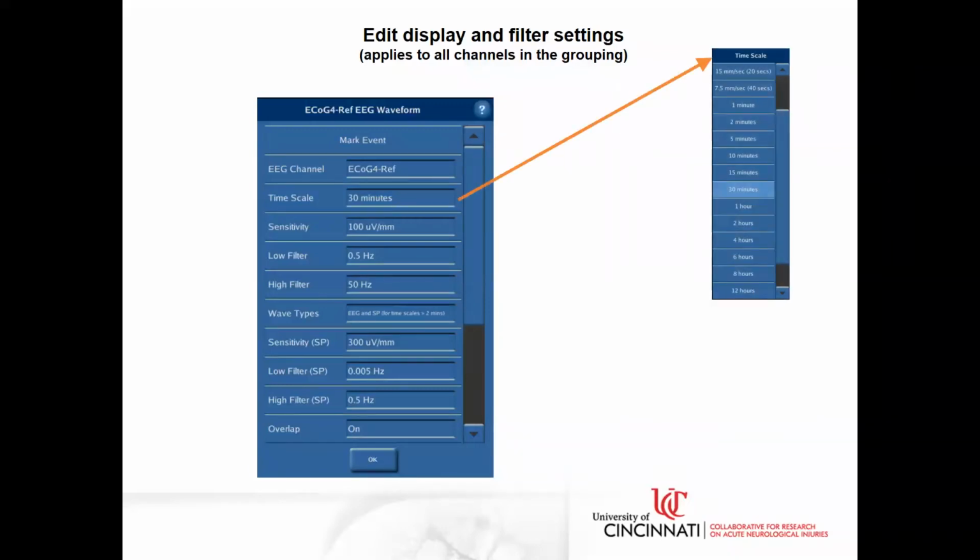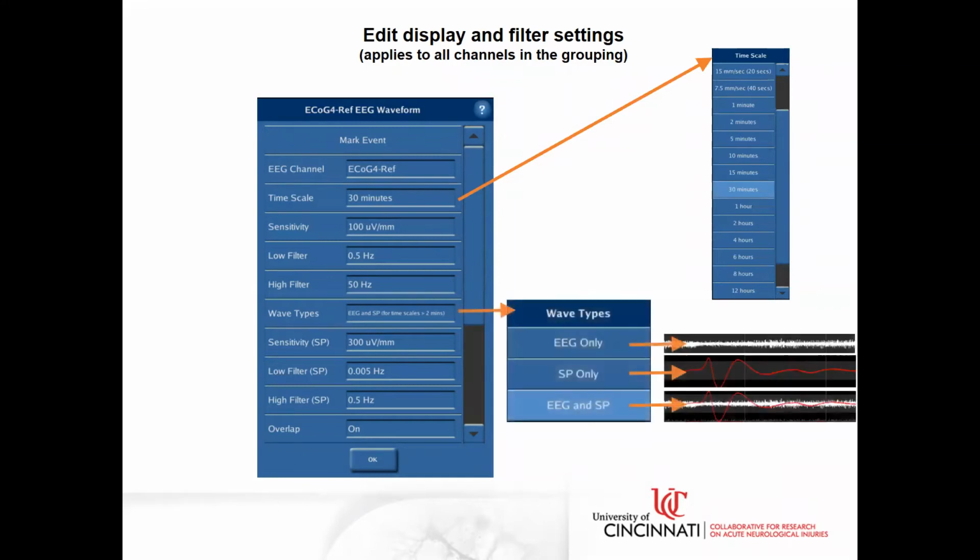So the first aspect is the time scale setting. You have options from 20 seconds up to 12 hours. We like to use 30 minutes or 1 hour. Secondly, importantly, you have this selection of wave types where you can choose to display the EEG only data, or the slow potential only data, or the overlap of the two. So we've obviously selected the EEG and slow potential, which is our custom.